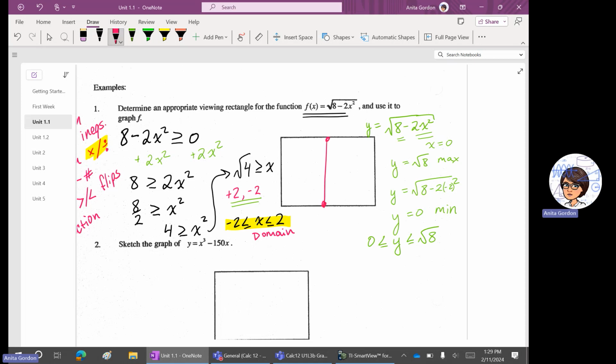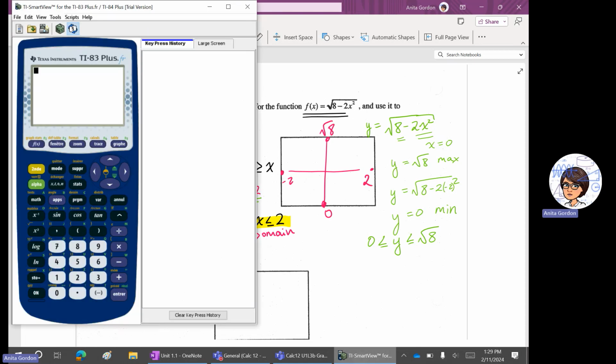So that's what we're going to put in for our viewing window. We're going to go from 0 to √8, and we're going to go from -2 to +2. So I'll show you how to do that. I'm going to pull up my calculator here. And ooh, I realized that I got the French version. That's all right. I believe the second button at the very top is called the window.